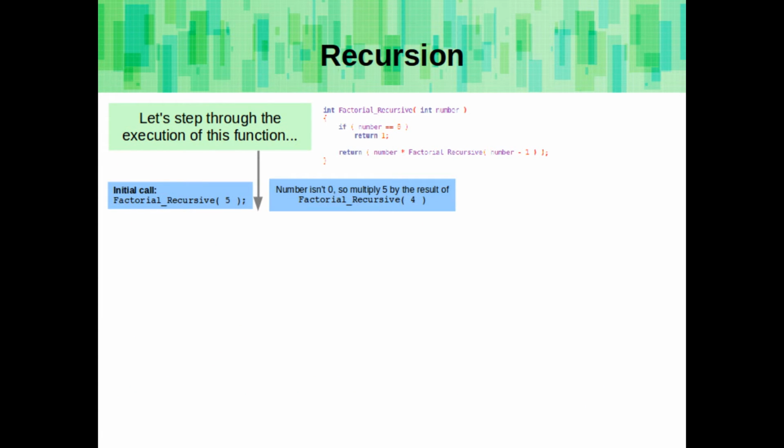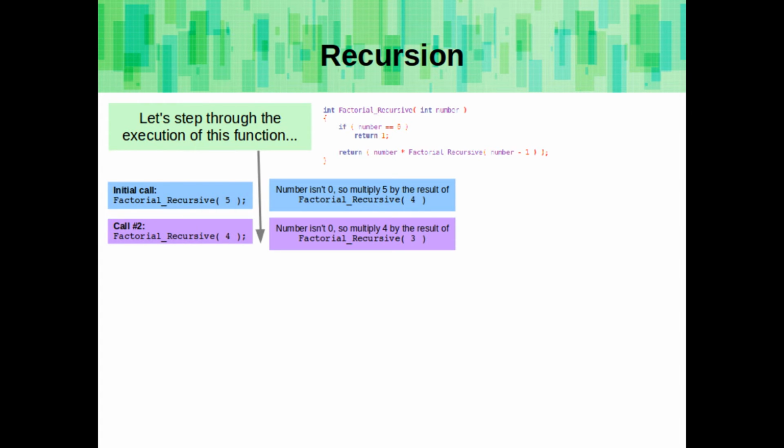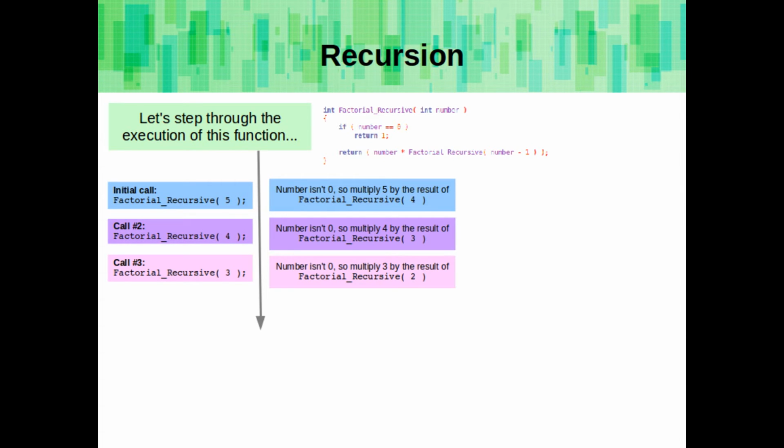Let's step through the execution of this function, which generates a factorial. We initially call the function from outside, such as from main or something, and we're passing in the argument of 5. Well, looking at the function, the number isn't 0, so we're going to multiply 5 by the result of factorial of 4. And again, 4 is not equal to 0, so we're going to multiply 4 by the factorial of 3, and return that value back to the previous caller. And so on until we do finally get to 0.